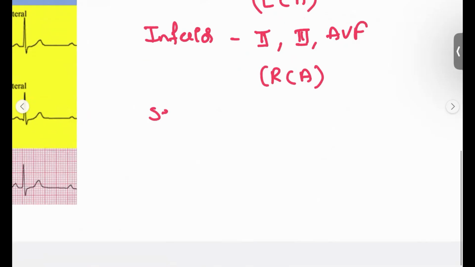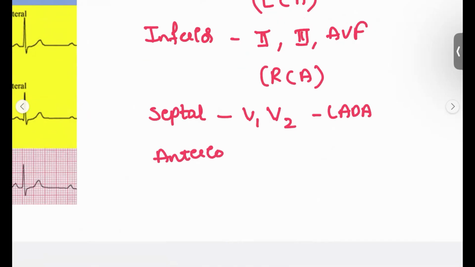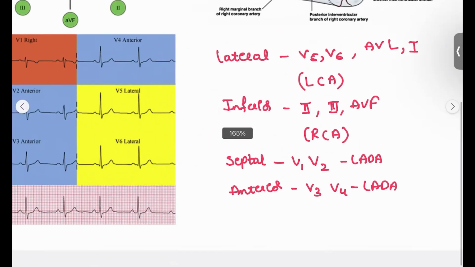And how about the next leads? Those are your septal leads. Directly the interventricular septum will be involved. Here it is V1 and V2. That is most commonly the LAD, because the anterior side is dominated by the LAD. Next, the anterior leads, V3 and V4, are also commonly associated with the LAD. So these are the arteries most commonly associated. Here your left circumflex artery, here the right coronary artery, and here your left anterior descending artery for both the septal and the anterior leads.